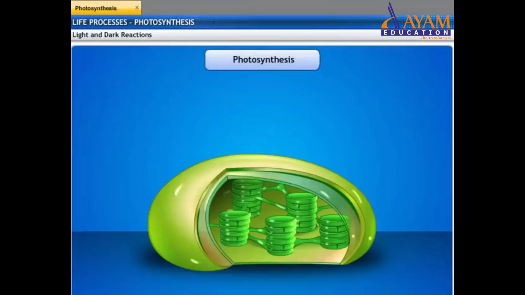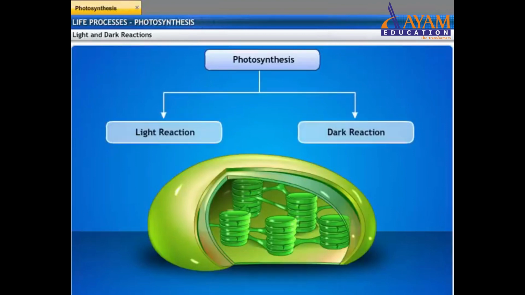Photosynthesis involves a series of photochemical reactions that consists of two phases: light and dark reactions. Light reaction takes place in the thylakoids of the chloroplast. Dark reaction takes place in the stroma of the chloroplast.